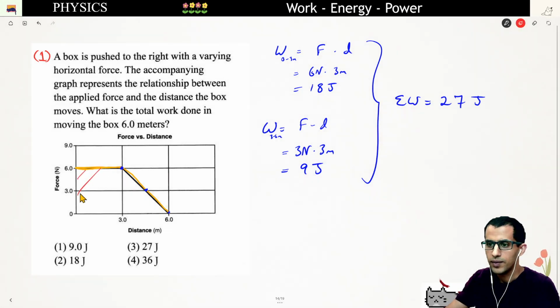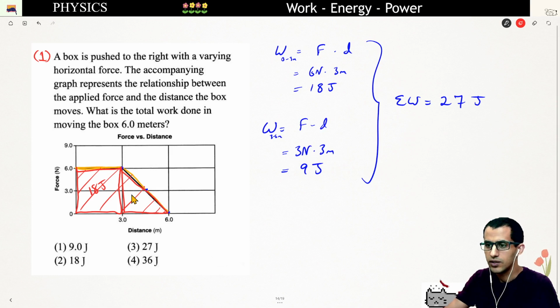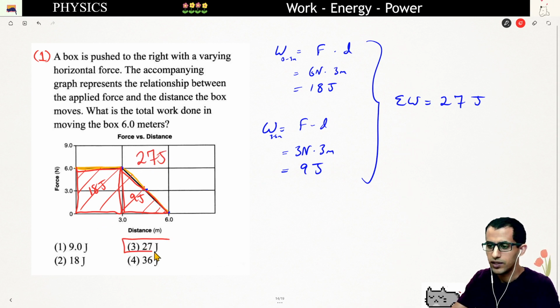Another way to solve this problem is to just look at the area under the graph. So if I'm able to find the area here, that's going to be equal to the work done. So the area here is 6 times 3, so that's 18 joules. And the area of this triangle is going to be 1/2 base times height. So it's half of 18, so that's going to be 9 joules. And then we get a total of 27 joules. So the answer is 3. So this 18 corresponds to this area here, and this 9 corresponds to this area here.